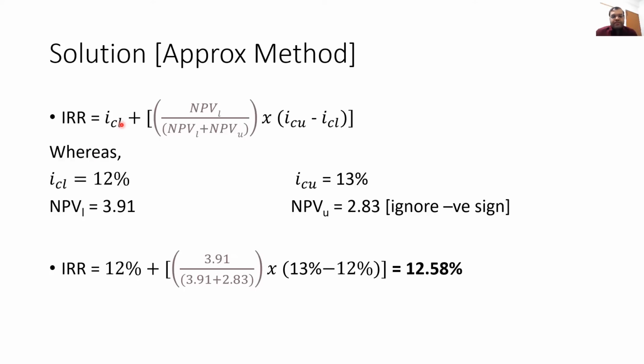IRR is equal to the lower target rate, which is 12% here, plus NPV lower, which was 3.91, divided by NPV lower plus NPV upper, ignoring the negative sign. So we take absolute figures, sum these two, and multiply by the gap between these two target rates, which is 1% here. So 12% plus 3.91 divided by (3.91 plus 2.83) into (13 minus 12)%. It gives us an IRR of 12.58%.